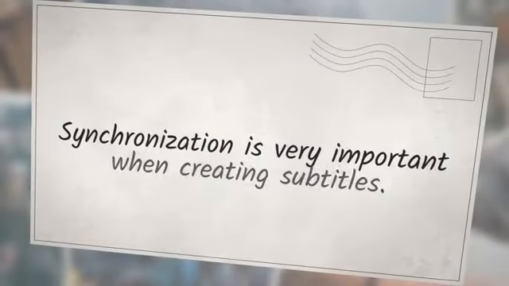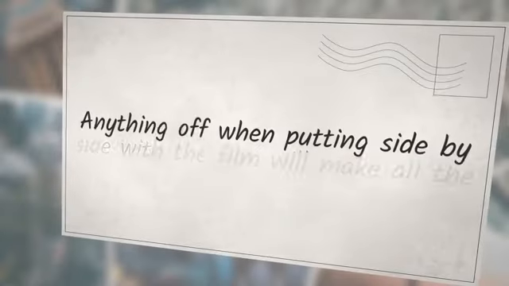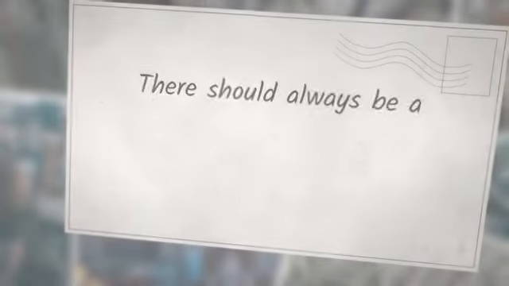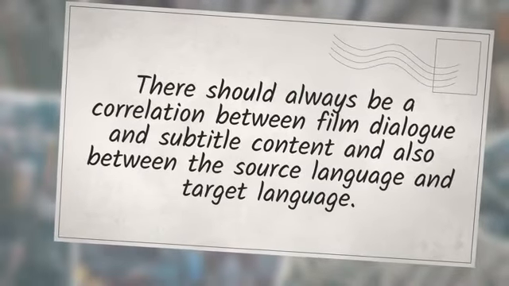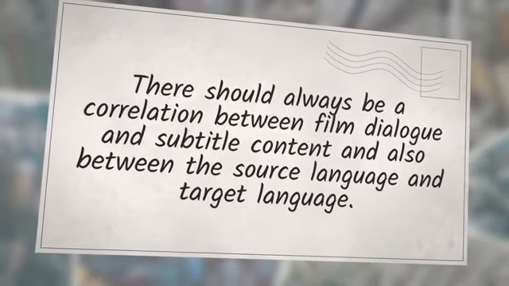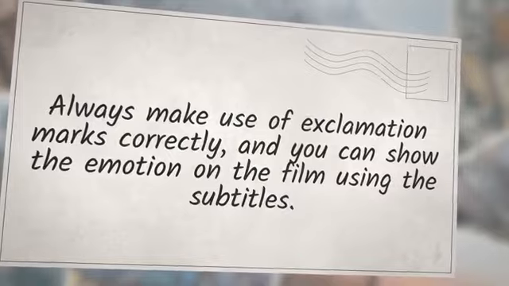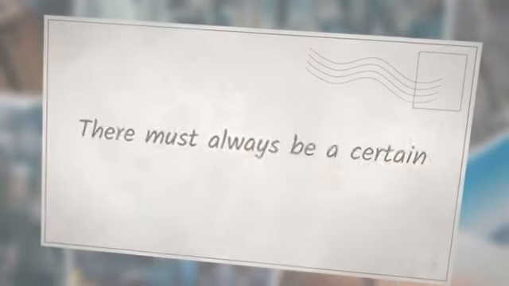Synchronization is very important when creating subtitles. Anything off when putting side by side with the film will make all the subtitles off. There should always be a correlation between film dialogue and subtitle content, and also between the source language and target language. Always make use of exclamation marks correctly, and you can show the emotion on the film using the subtitles. There must always be a certain level of correlation between the two.